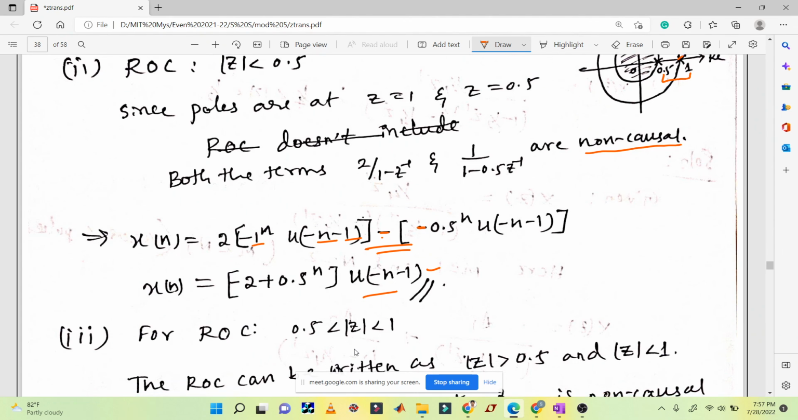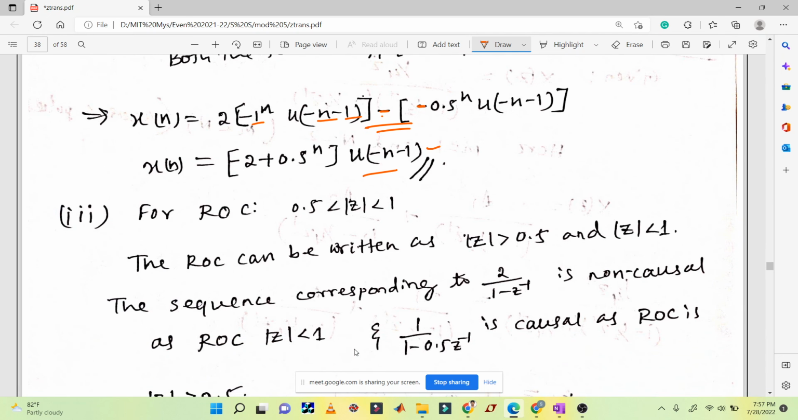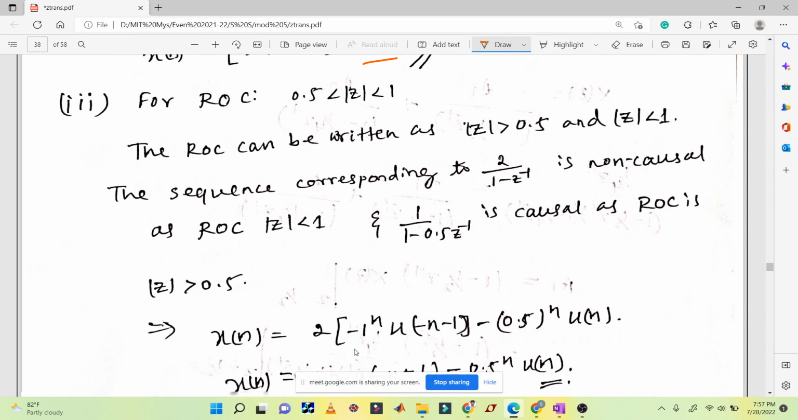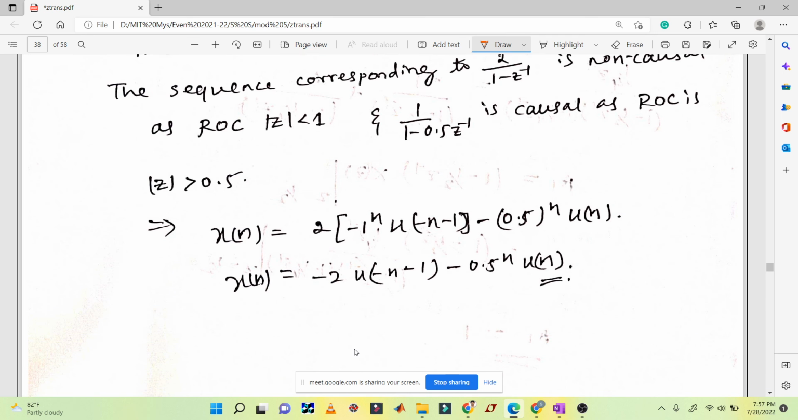Okay. If one is greater than 0.5 and less than 1, one will be causal, another will be non-causal. This concept I will explain in tomorrow's class also. No need to worry about this. If you understand this problem, you can solve any inverse Laplace transform problems.